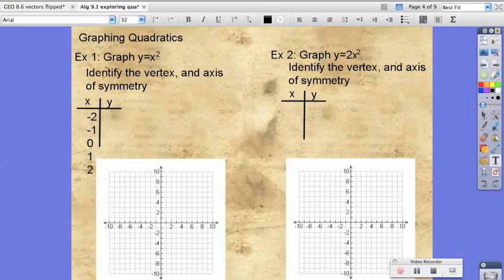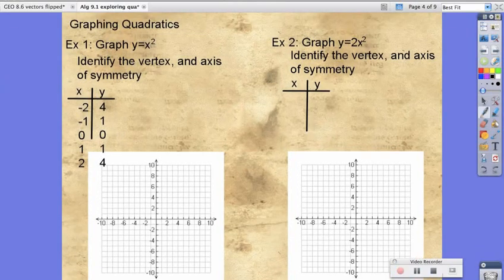So when we substitute -2 into x squared, it's -2 squared, which is 4. And then -1 squared is 1. 0 squared is 0, 1 squared is 1, 2 squared is 4. So, we're going to go ahead and plot these points really quick. We have -2, 4, so to the left 2 and up 4. Then we have -1, 1, 0, 0, 1, 1, and 2, 4.